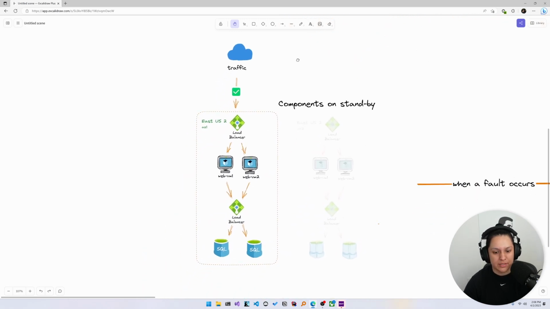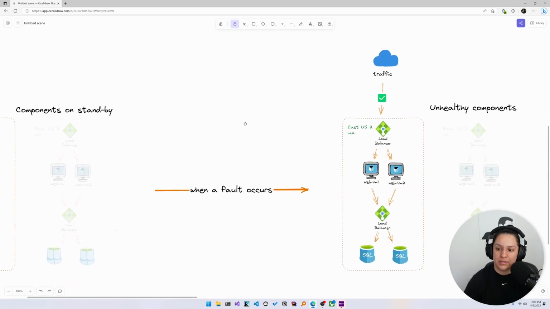So for example, here we have an architecture in the East US 2 region. East US 2 has 3 availability zones, but we're utilizing AZ1 here. And I have pretty much a duplicate of that architecture also in AZ2, but you can see it's grayed out because these are components on standby. And this is what we mean when we talk about an active-passive configuration. We have our active configuration and our passive configuration that kicks in if we were to experience a fault in AZ1. So you see we have a load balancer distributing to our web tier, and then a load balancer distributing to our data tier. So in the case of high availability, what happens?